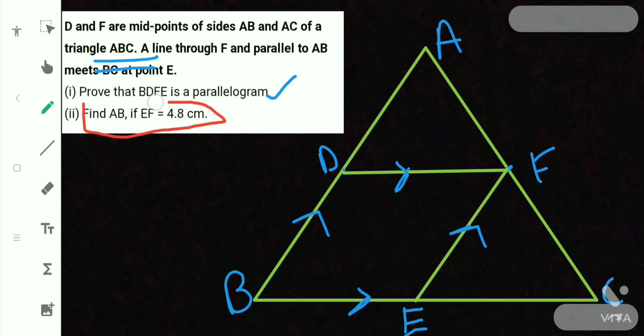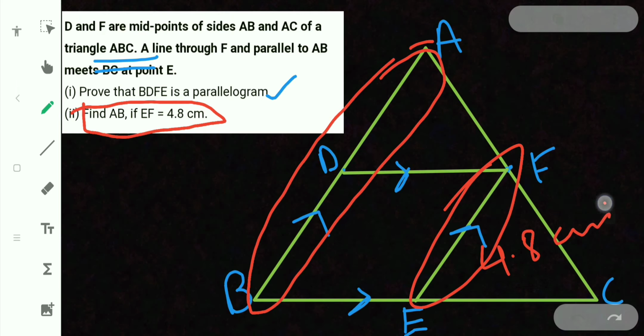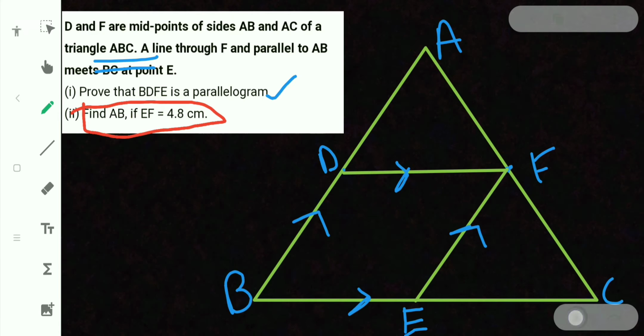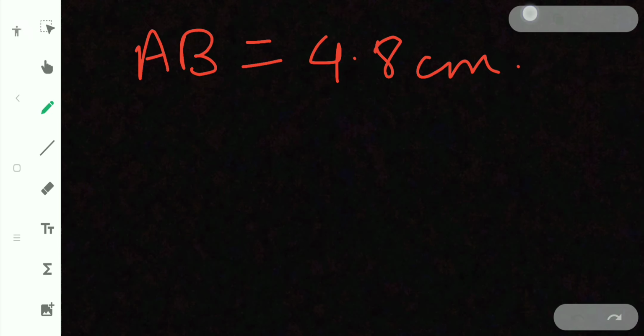Find AB if EF is equal to 4.8 centimeter. So find AB if EF is equal to 4.8 centimeter.